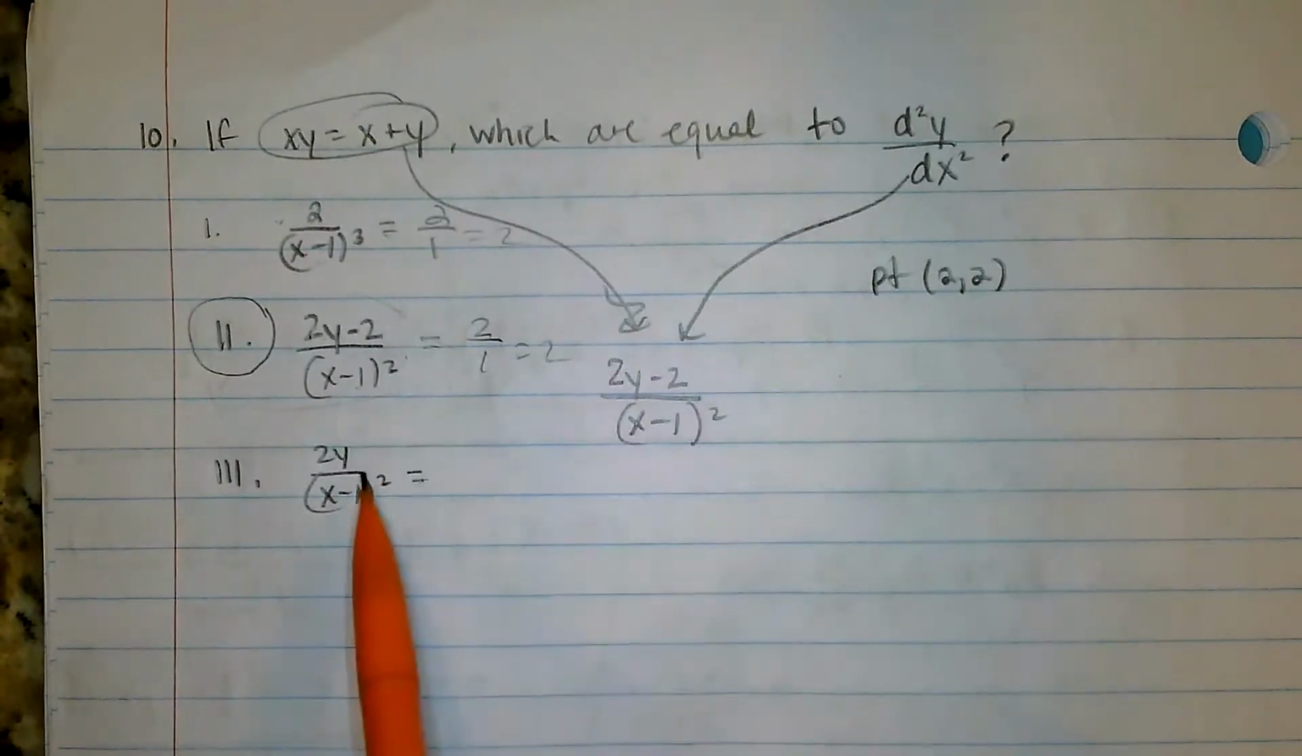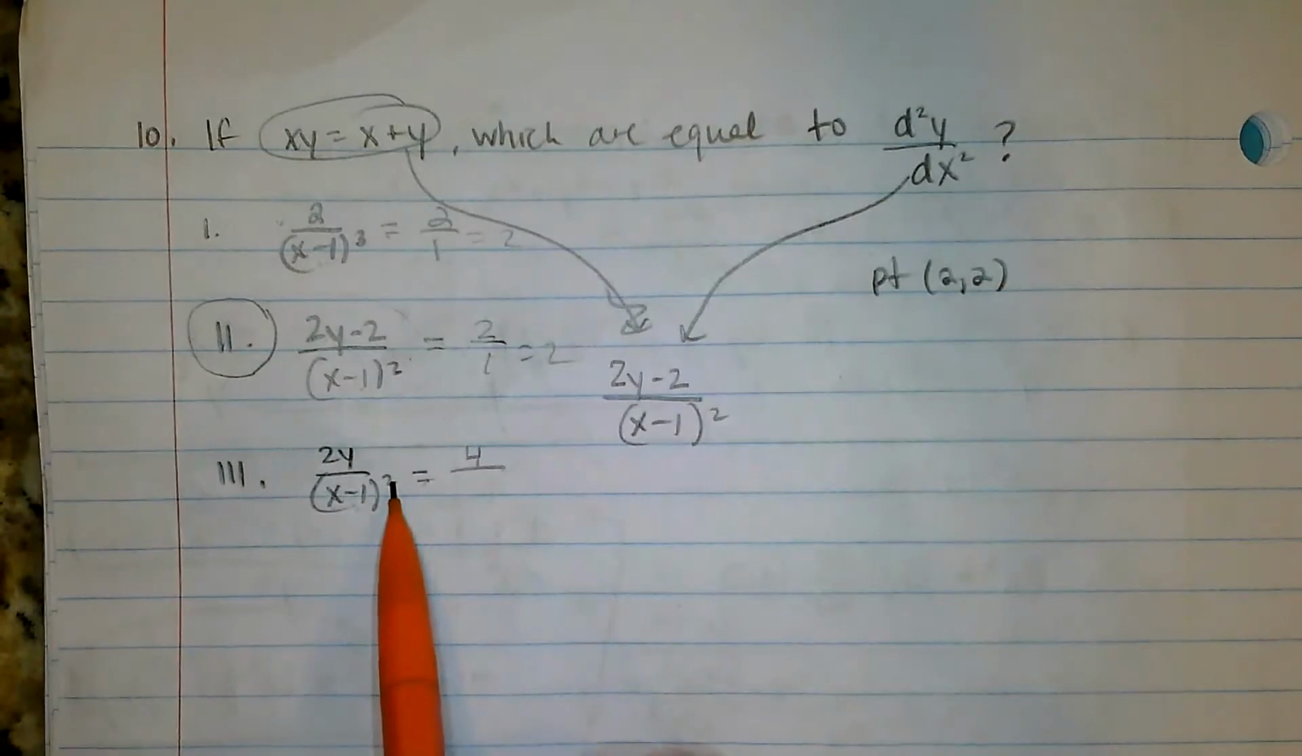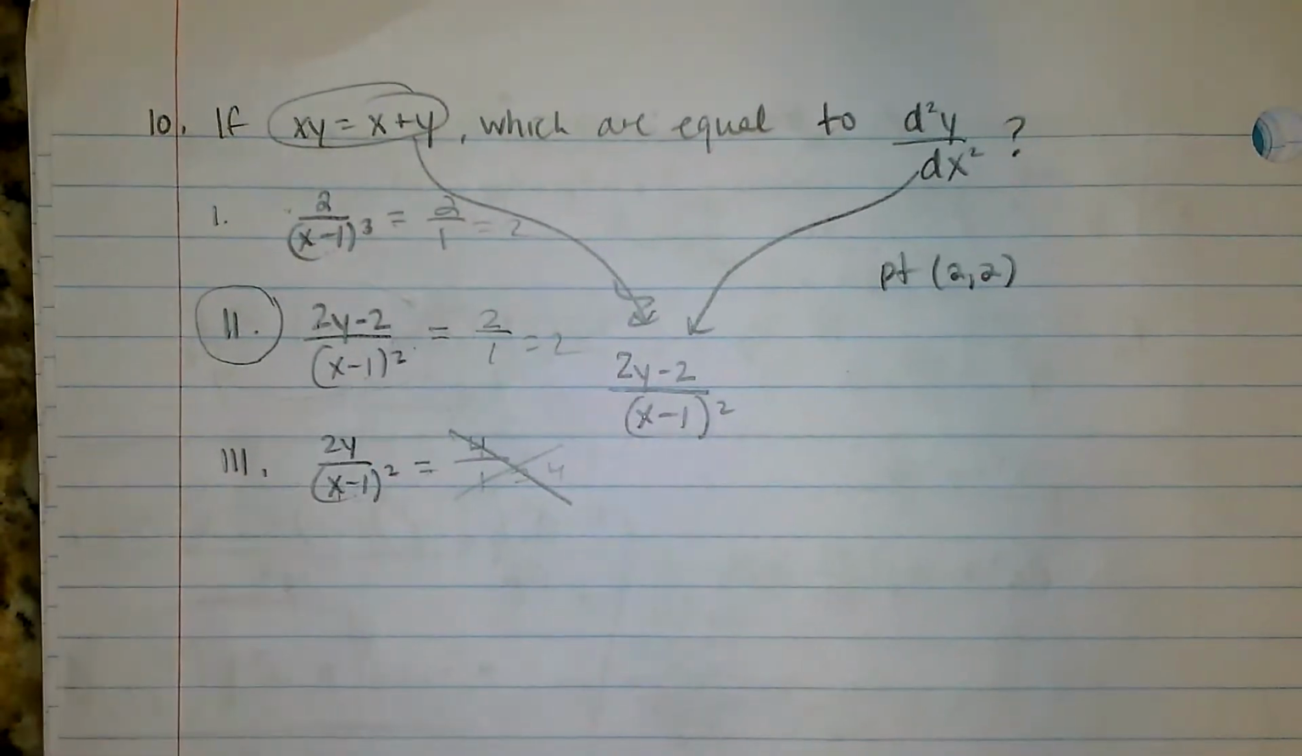And then when you plug in (2, 2) down here, you get 4 over (2 minus 1) squared, which is 1, so you get 4. So this one's definitely not an equivalent version of that.